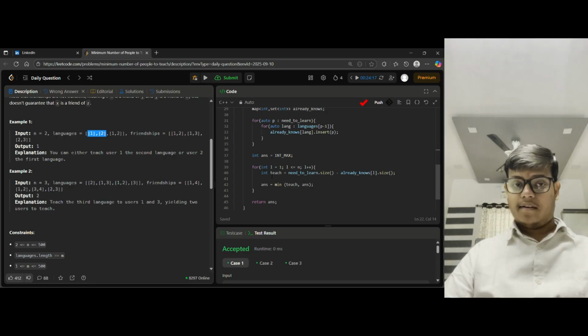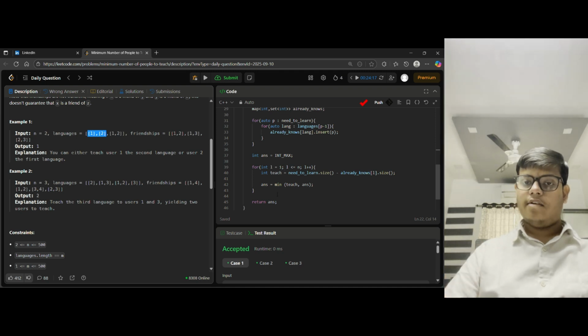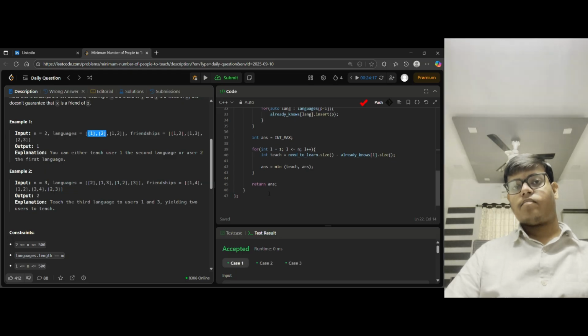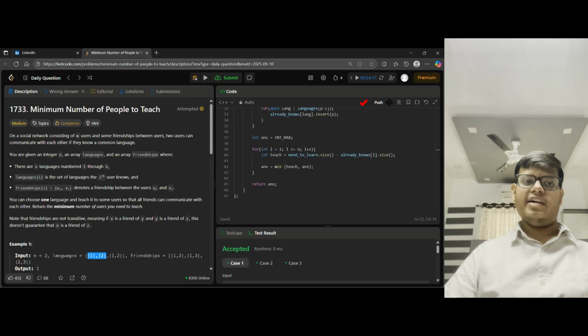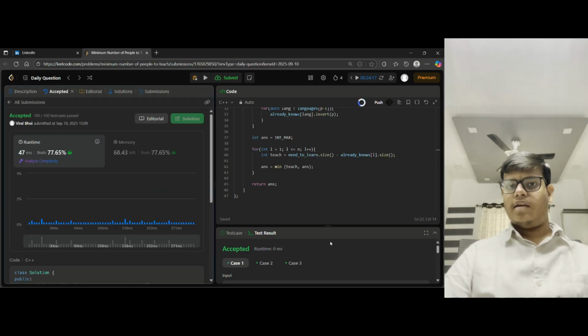And we check if this teach is less than the current answer. We are storing this, so we are simply doing answer is equal to minimum of teach and answer, and we are going to return answer, right? Let's try to submit. Yes, it is working completely fine.